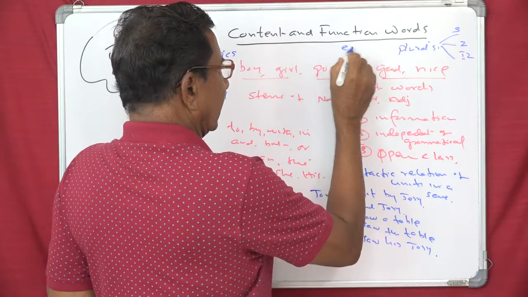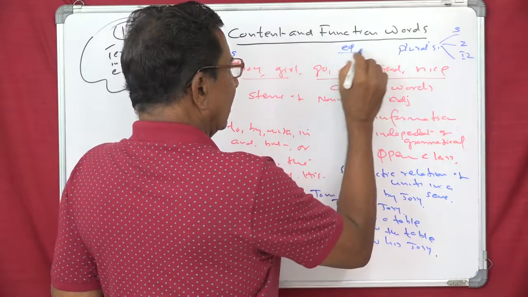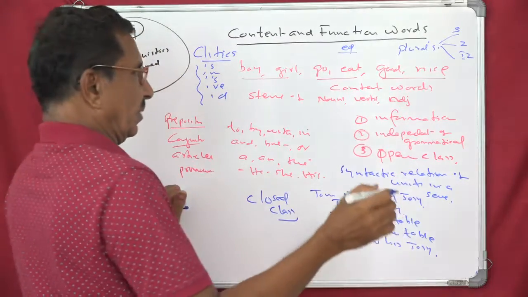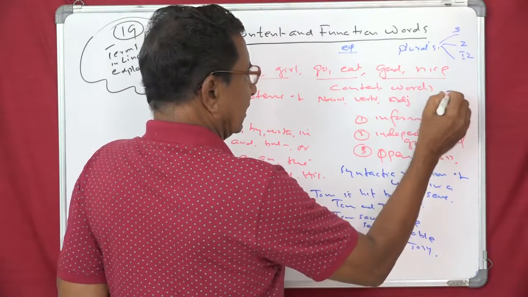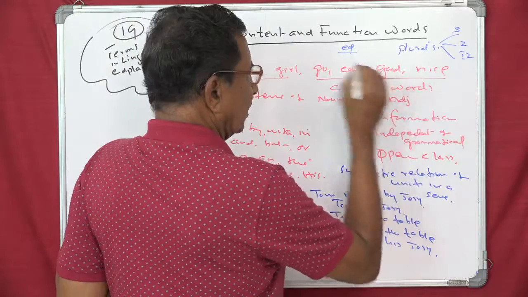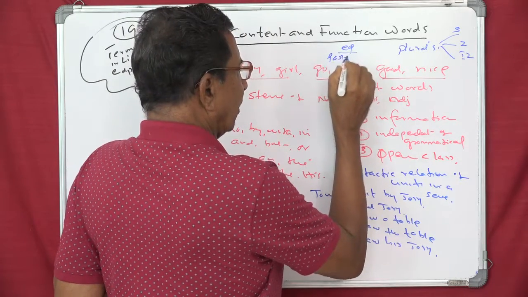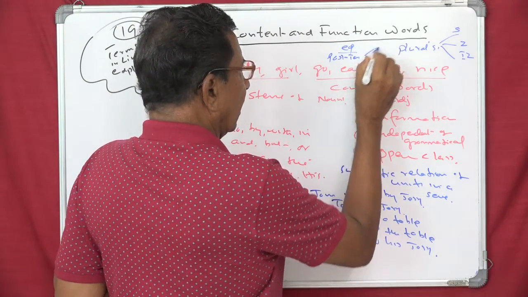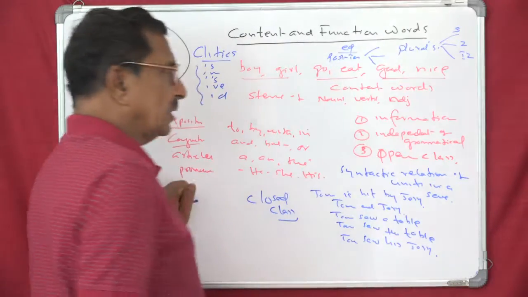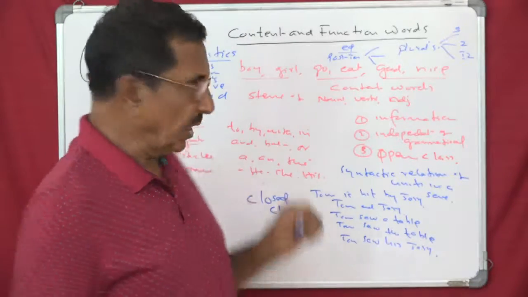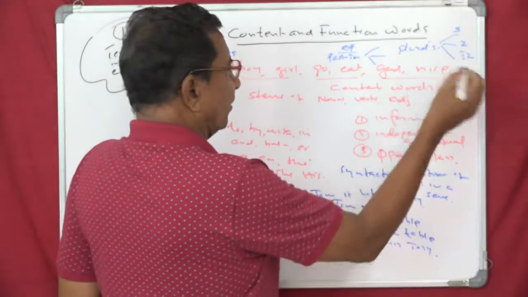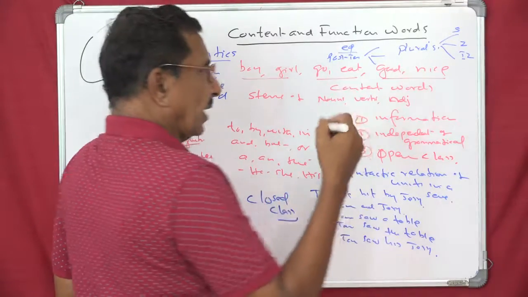You have now ED, or past tense, or past participle. You have three pronunciations. That is, you remember, there is a past tense morpheme. You call this morphemes. Allomorphs. Allomorph means variant of a morpheme. They are also morphemes, but they are variants.